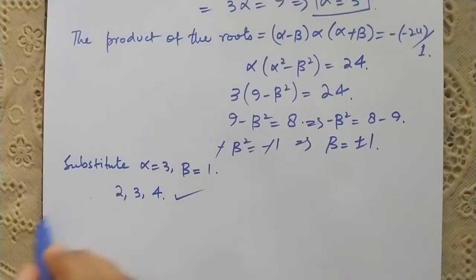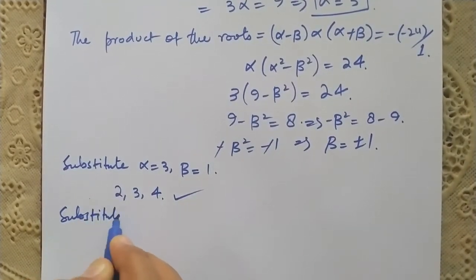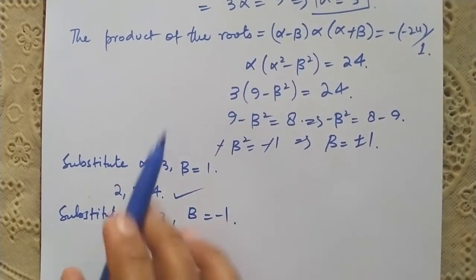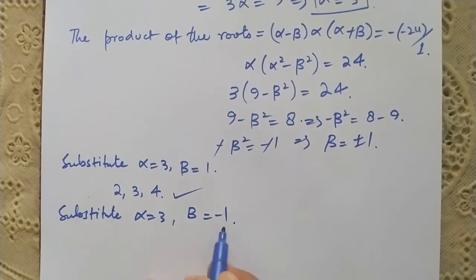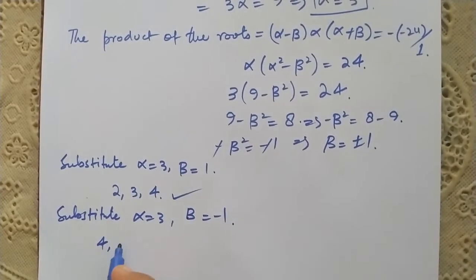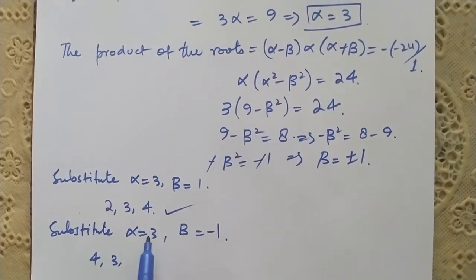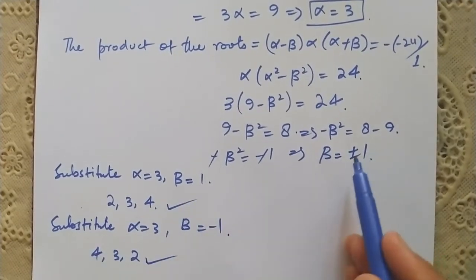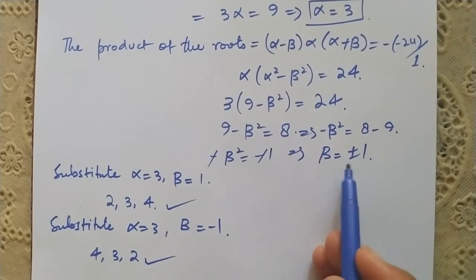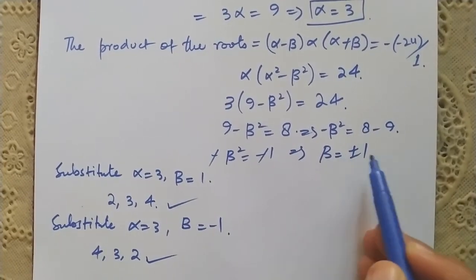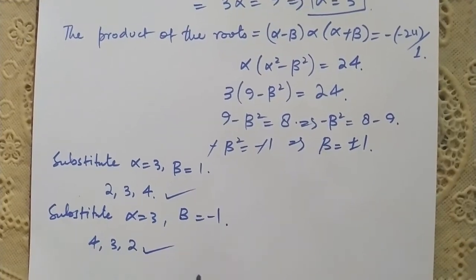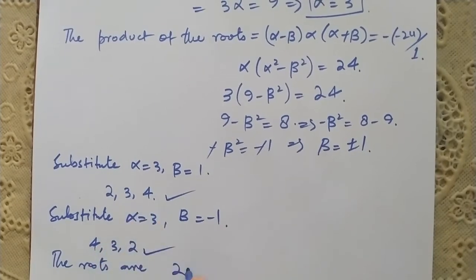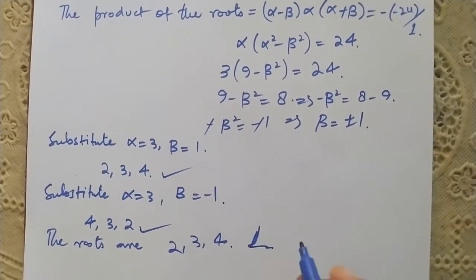Now substitute alpha equal to 3 and beta equal to minus 1. What do you have? Alpha minus beta, so 3 plus 1, that is 4, alpha, that is 3, and alpha plus beta, so 3 minus 1 will be 2. Are these in arithmetic progression? Yes. So whether beta is plus 1 or minus 1, both values of beta give roots in arithmetic progression, right? So the roots are 2, 3 and 4. So that is your answer.